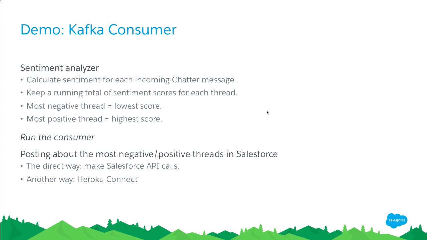So yeah, that's basically it. The sentiment analyzer calculates the sentiment for each thread that comes in. It keeps a running total, and when it exits, then it knows what the most negative thread is and what the most positive thread is. So I'm just going to run it here.